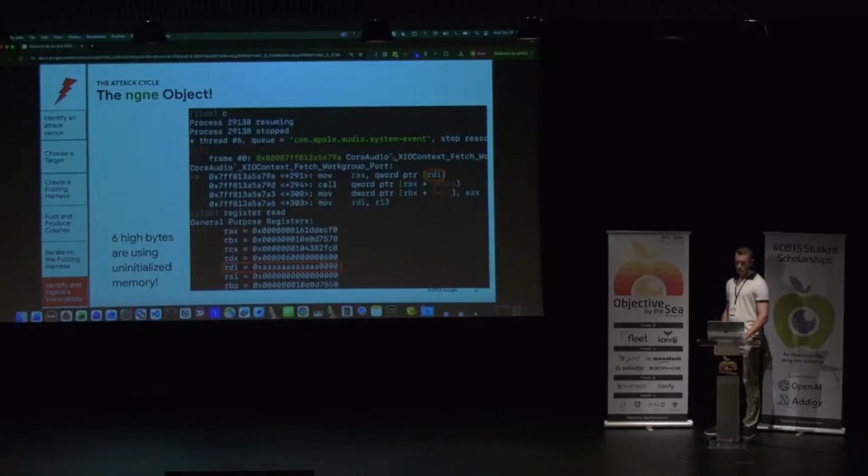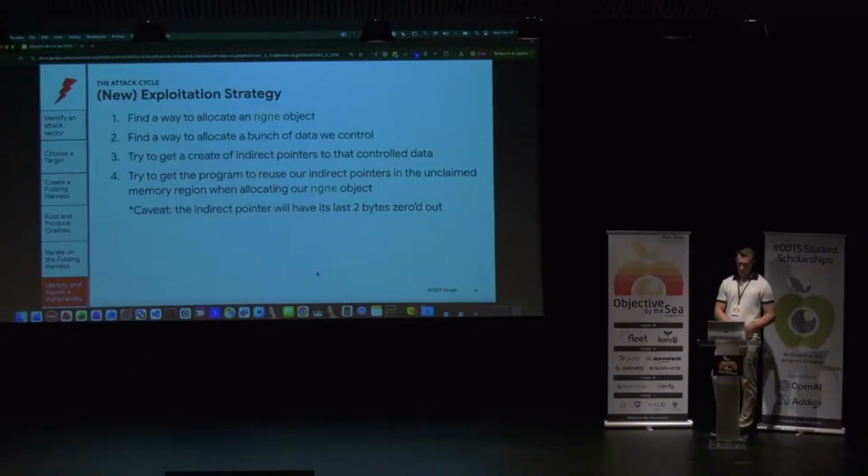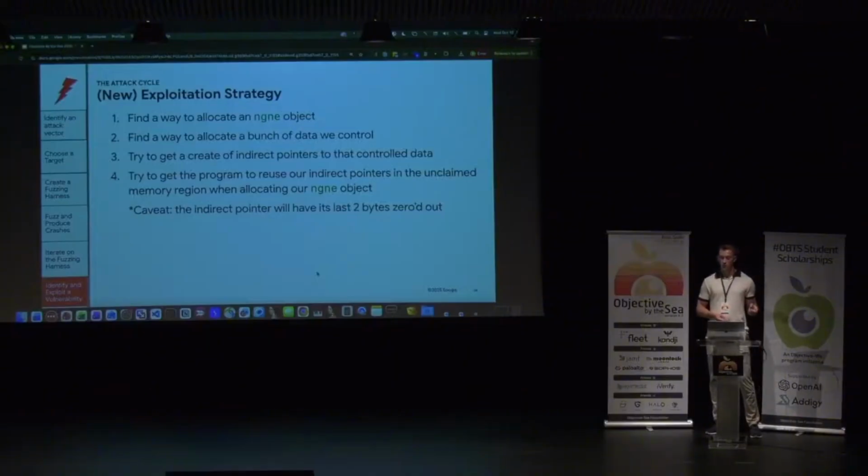Here's us re-triggering that vulnerability. And the RDI register, you can see, is using that uninitialized memory. So we have a new exploitation strategy here. We need to find a way first to allocate an engine object. We have to figure out how to create it and get it stored on the heap. We need to find a way to allocate a bunch of data we control and spray it on the heap. And then we need to create this chain of indirect pointers to that controlled data.